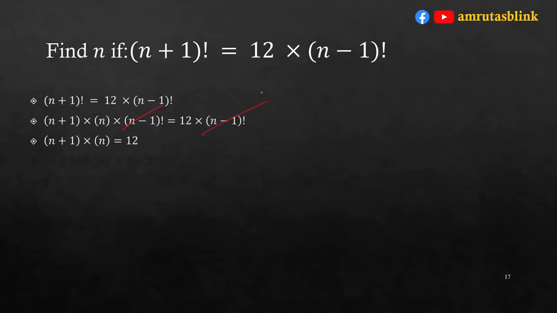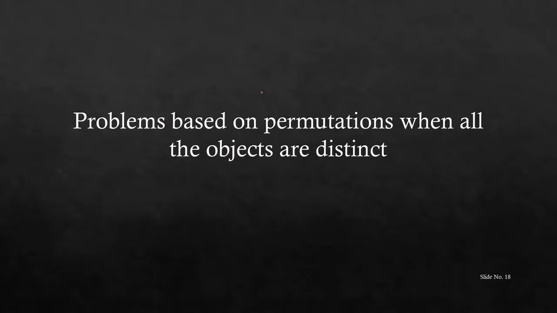Now here, similar to the previous problem, on the left hand side we have the product of two consecutive numbers, n and n+1. But 12 is a relatively small number, so you can easily rewrite 12 as the product of two consecutive numbers, that is 3 and 4, and hence n is equal to 3. Now we'll see a few problems based on permutations where the objects are distinct.